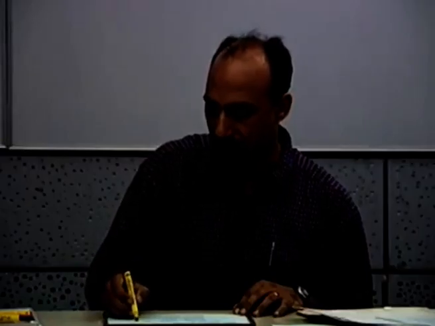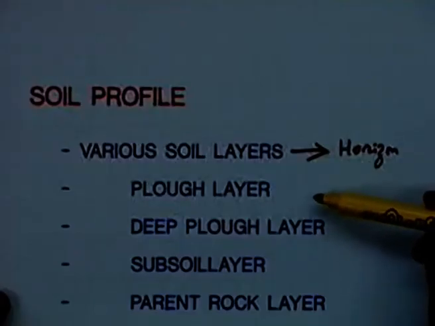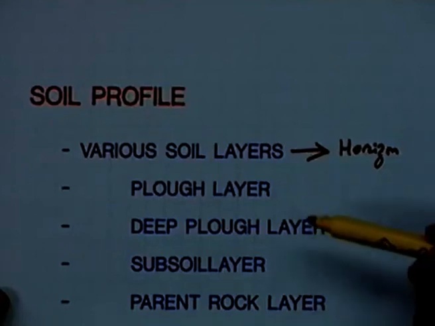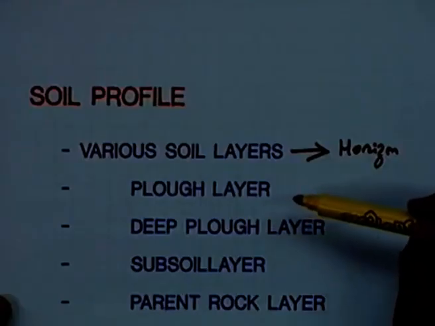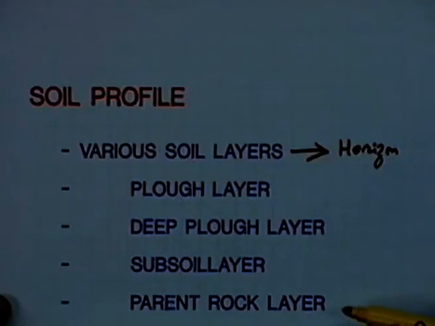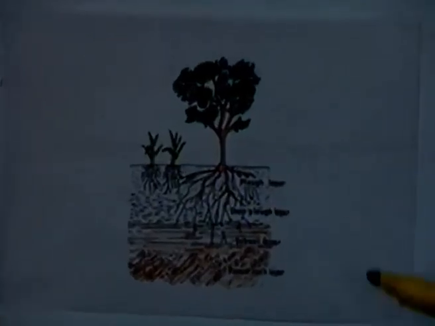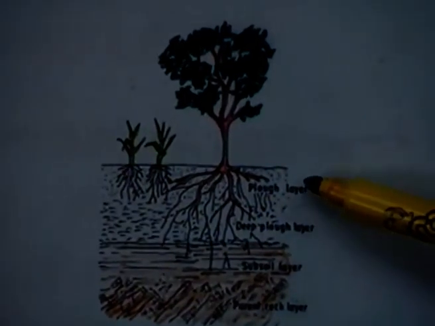Now these layers you can also term as horizons. These various layers have different characteristics. In general, you will find that typically these layers can be classified into different layers. They can be plow layers, deep plow layer, subsoil layer, and parent rock layer. Depicting that, you can have a look at this figure, which shows these typical layers.